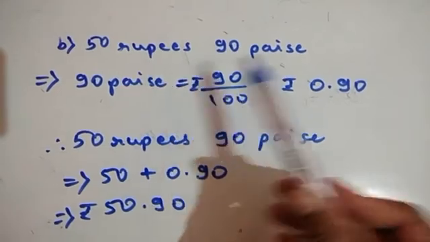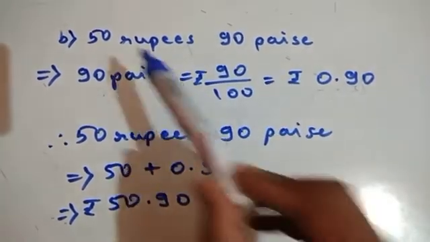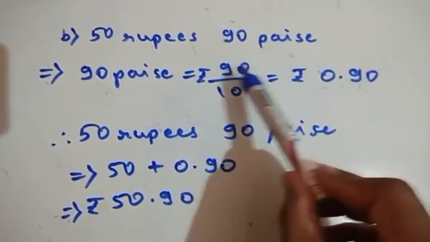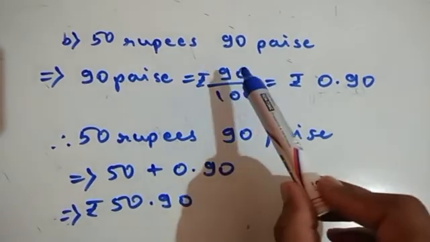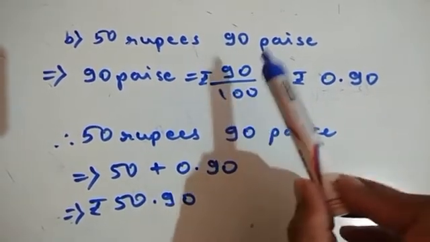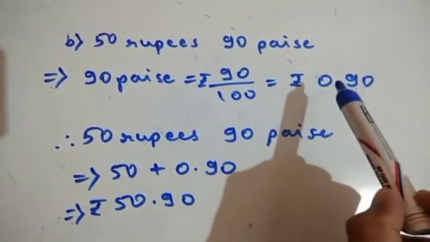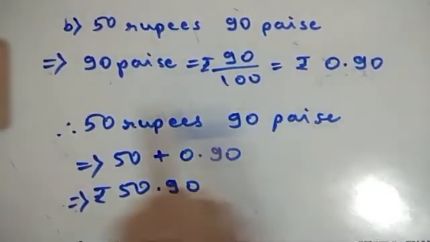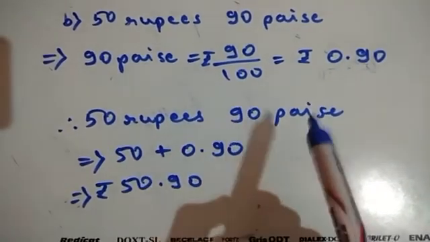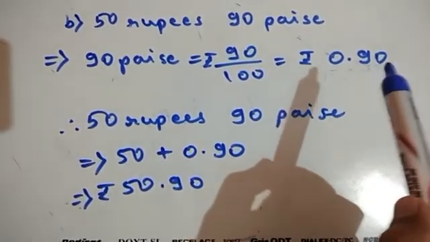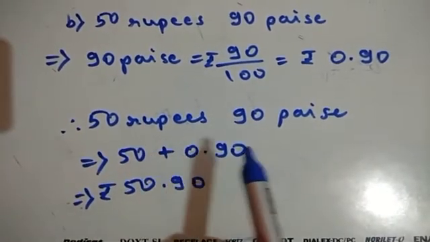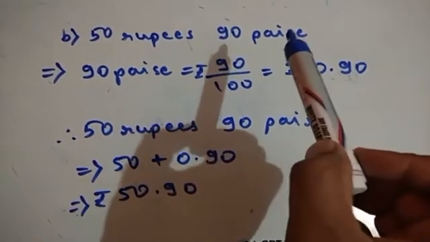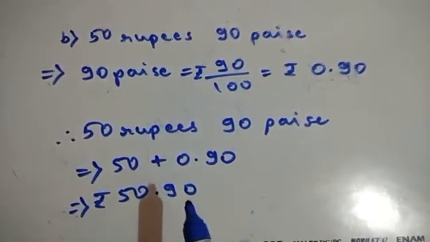50 rupees 90 paise we have to convert into rupees. Now this 50 rupees is already in rupees, so only this 90 paise we are going to convert into rupees first. So 90 paise is equal to 90 upon 100 in rupees. Okay, 90 upon 100 we can write as rupees 0.90. Therefore 50 rupees 90 paise is equal to 50 rupees as it is, and 90 paise means rupees 0.90. Therefore 50 plus 0.90 is 50.90 rupees. So 50 rupees 90 paise we can write as rupees 50.90.